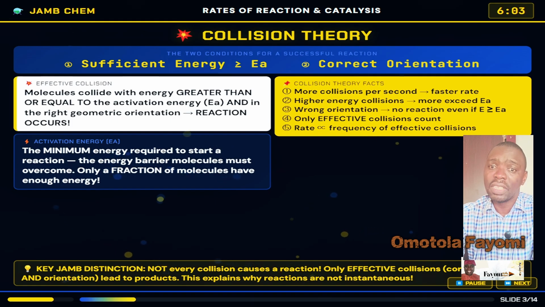Activation energy, EA, is the minimum energy barrier that must be overcome for the reaction to proceed. Think of it as the height of a hill that the molecule must climb. Only a tiny fraction of all the billions of molecular collisions per second are effective, meaning they satisfy both conditions. This is why reactions are not instantaneous even when reactants are mixed. Rate is directly proportional to the frequency of effective collisions. Anything that increases the number or energy of effective collisions speeds up the reaction. This is the lens through which we understand all 5 factors affecting reaction rate.